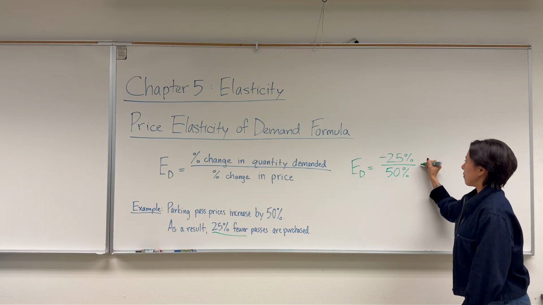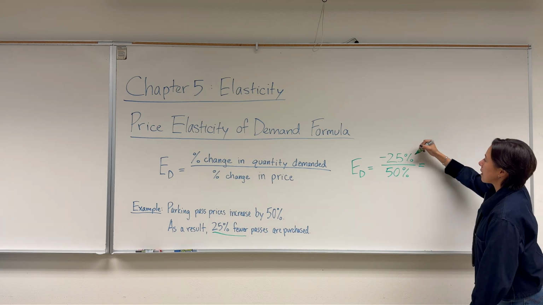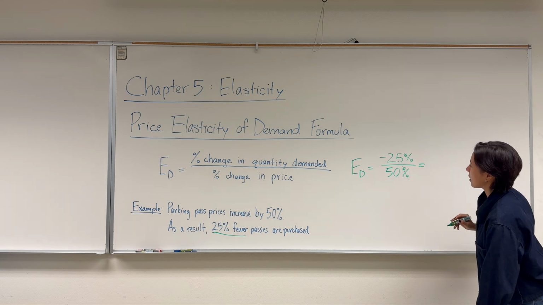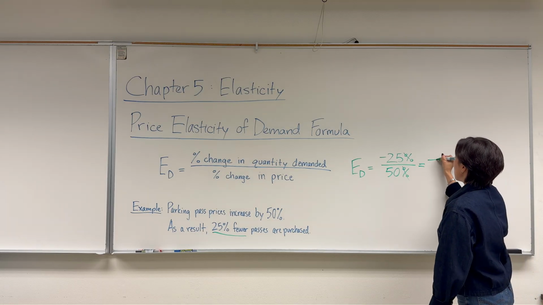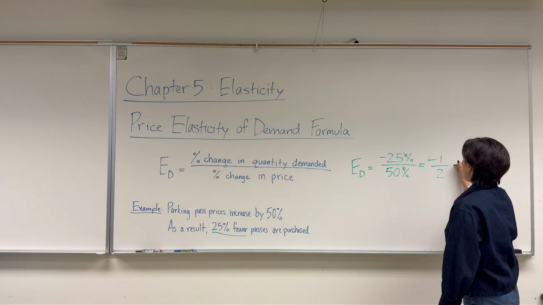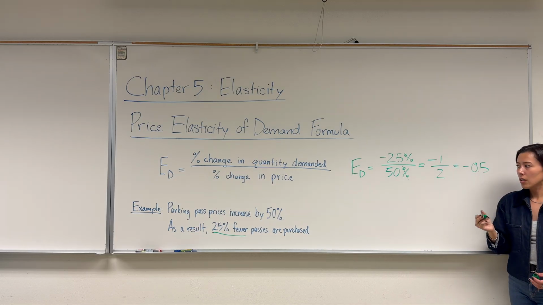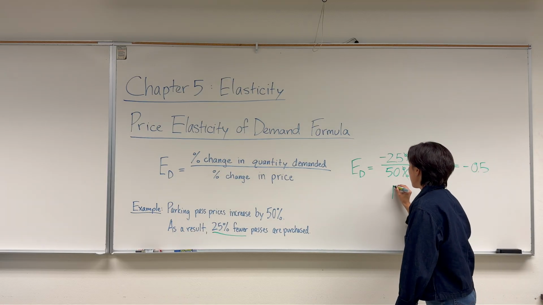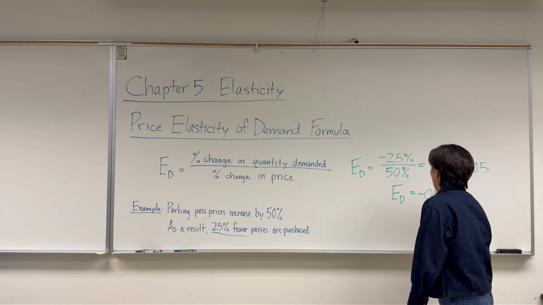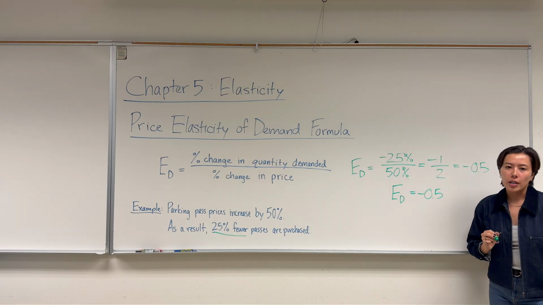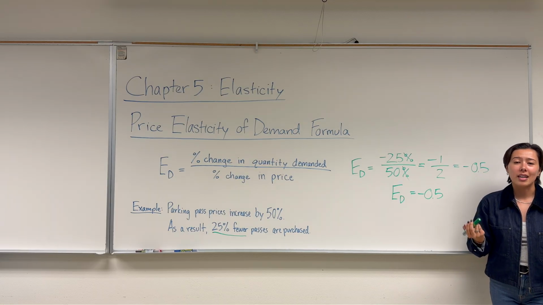All right, so I have negative 25% divided by 50%. My percent symbols are going to cancel out because I have one on the top and one on the bottom. And so my answer is going to be negative 1/2 or negative 0.5. All right, so what I've calculated here is that my price elasticity of demand is negative 0.5 for these parking passes. Now, what does this mean? How do I interpret this answer?